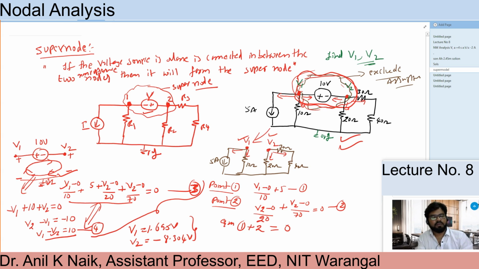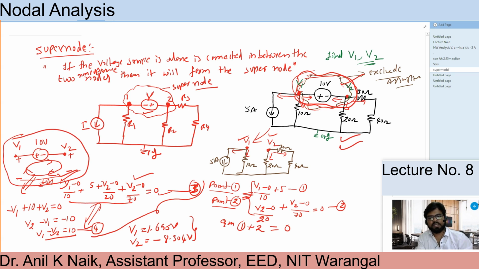At each point after applying the nodal analysis, we are getting the two equations, and these two equations we have to combine. So this is what we are going to get. This is the super node equation we are going to get. Once we get this equation, then we consider this part again.